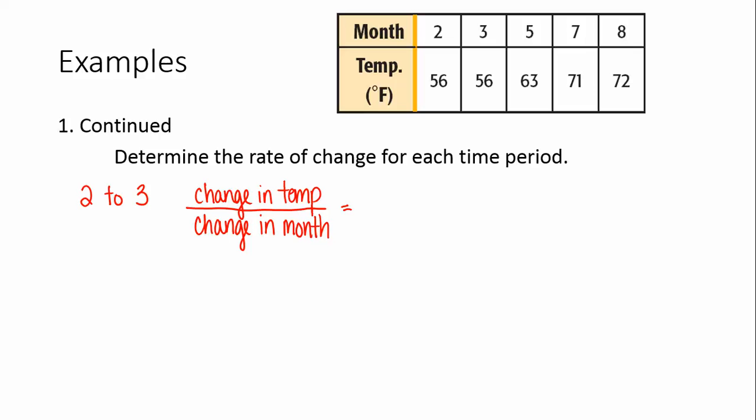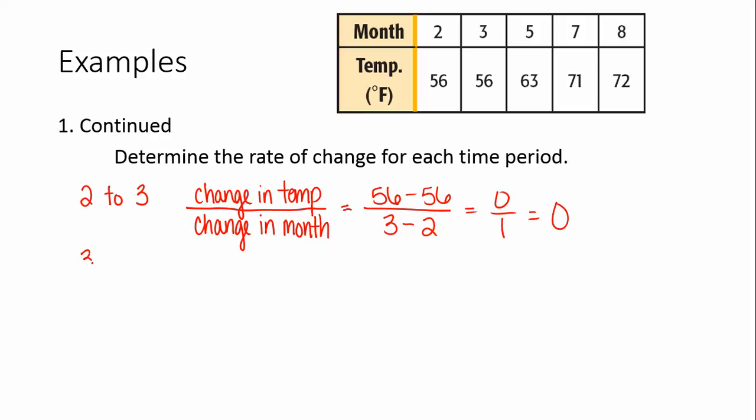So the change in temperature between month 3 and month 2, typically we subtract the first one from the second one. So 56 minus 56, and the third month, we subtract the second month from it. So we get 0 over 1, or 0. So the rate of change is 0 degrees in 1 month, or 0 degrees per month in this case.